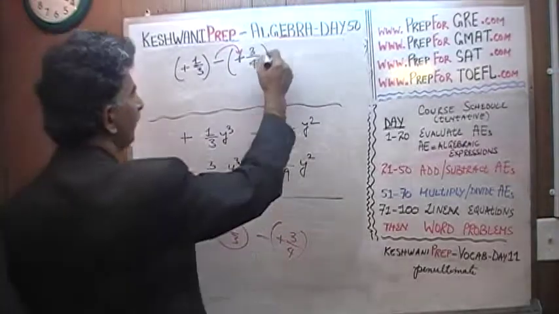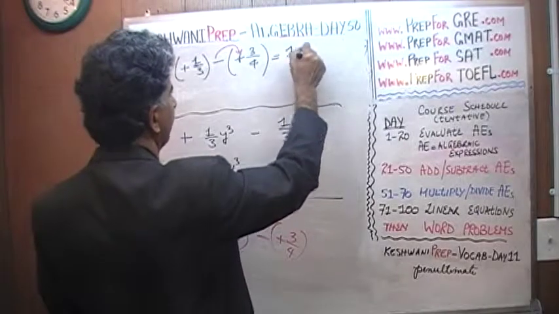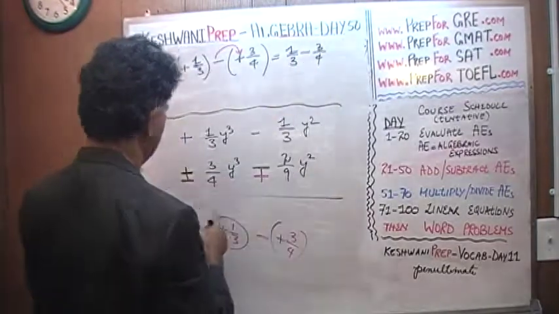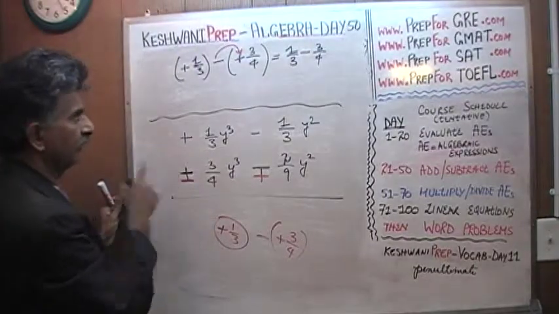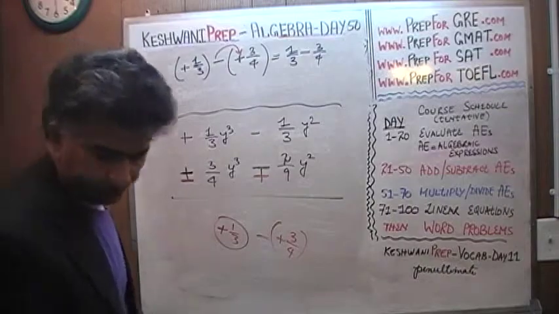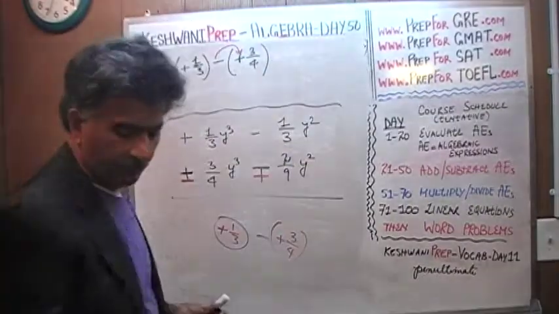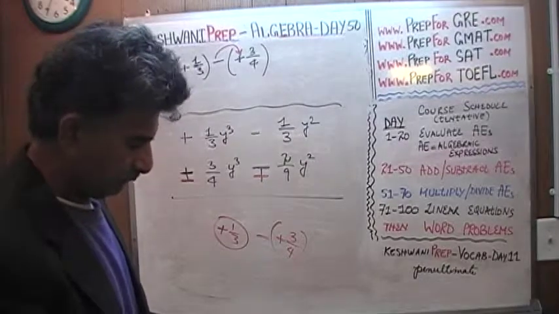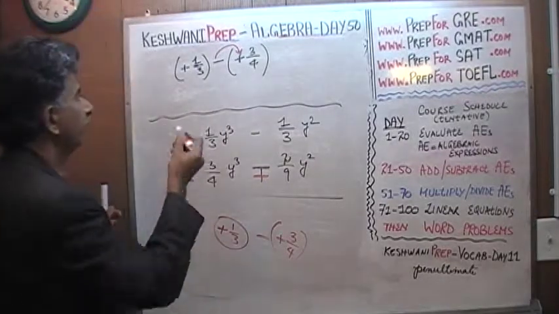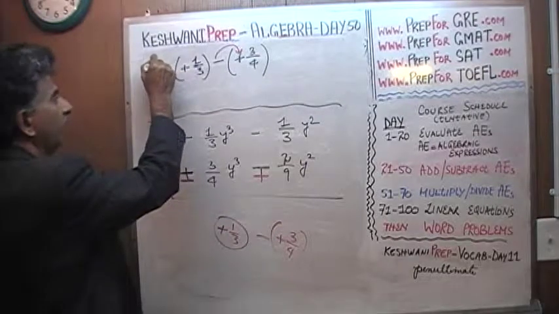So what this boils down to is 1/3 minus 3/4, which is what we're showing here, that this positive becomes negative. So let's do it then. We need a common denominator. What is the common denominator of 3 and 4? Well, the answer is 12. How do we convert this 3 into a 12? Multiply the top and the bottom of this fraction by 4.